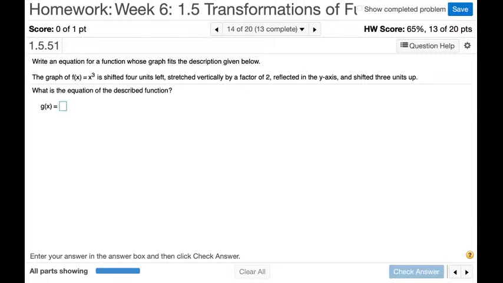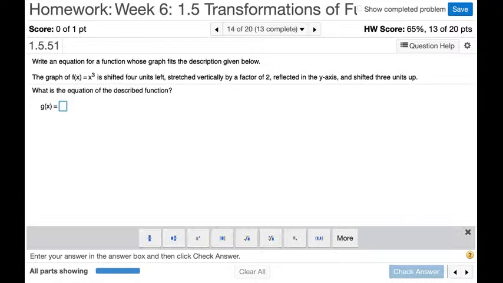Okay, equation. So we're going to have x cubed, x to the power of 3. 4 units left, so that means we need to add 4 on the inside. Stretch vertically by a factor of 2. Reflect it horizontally, so we need to multiply the inside by a negative. And 3 units up.